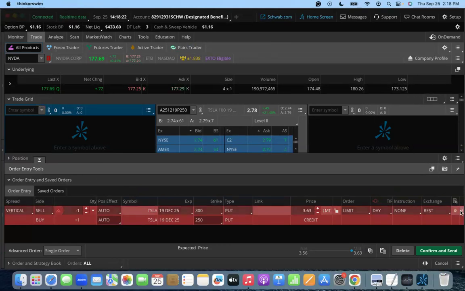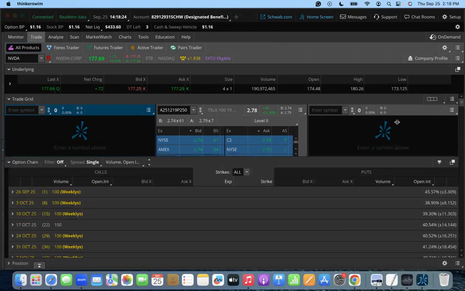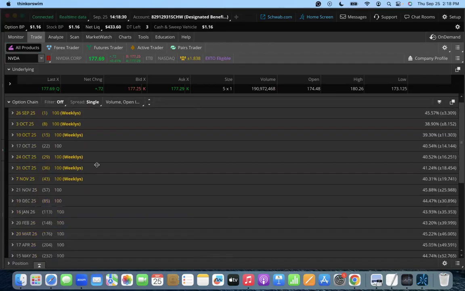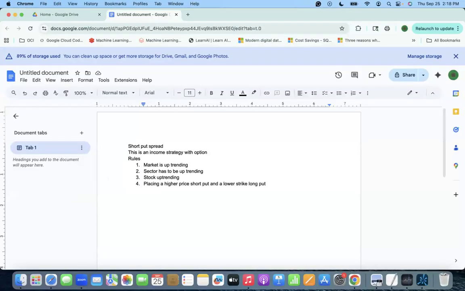I don't need this, I can get rid of it. I don't need that either. And let's say I'm looking at a couple of things, right? Now that I'm intending to place a trade on Nvidia, I would see what my expiry date is. How long do I want this trade to be alive, right?